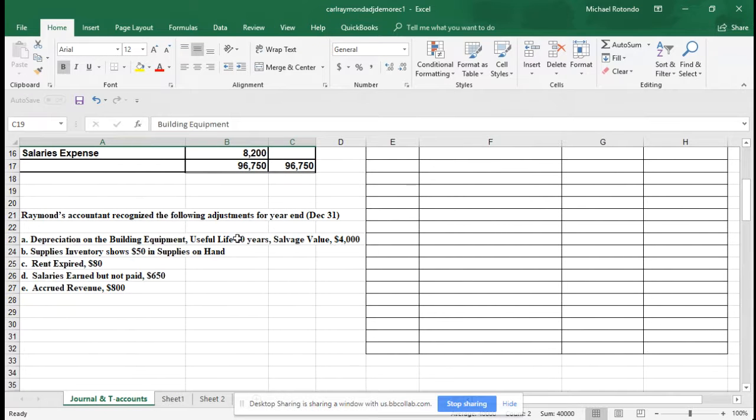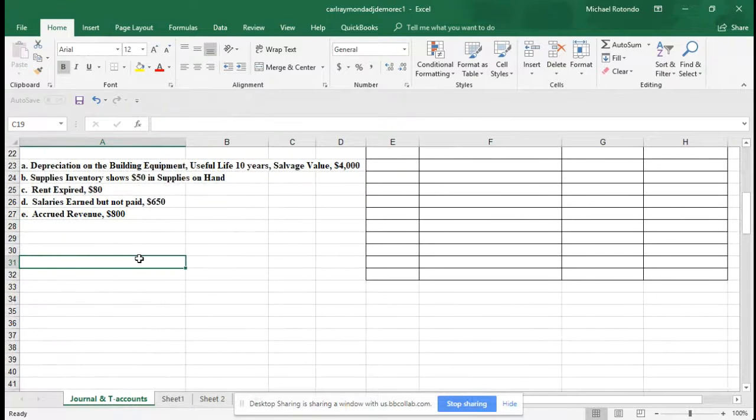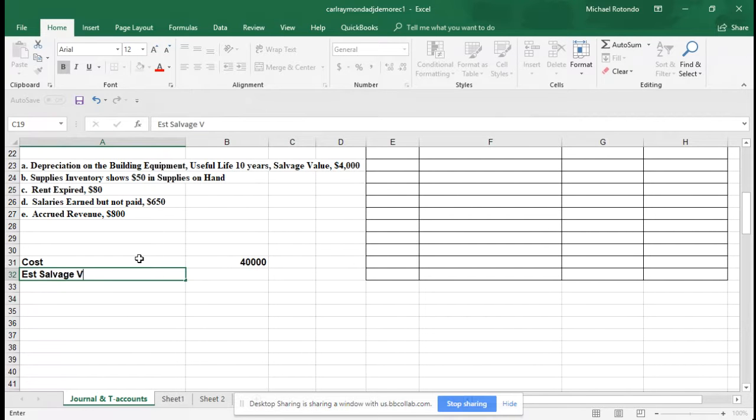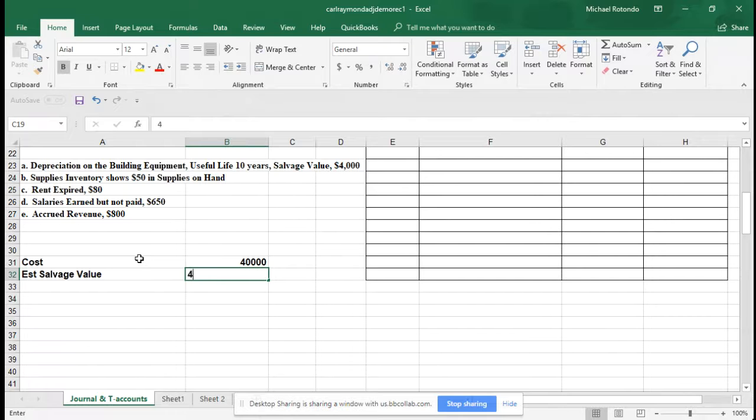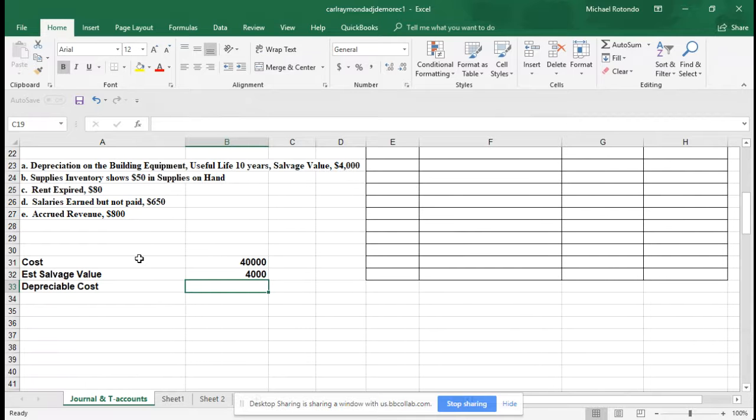And we can see that the useful life is 10 years and the salvage value is 4,000. So we're depreciating for the entire year. We're assuming that the 40,000 is the cost. So if we were to do out the depreciation, the cost is 40,000. The estimated salvage value is 4,000. So the depreciable cost is 36,000. Okay.